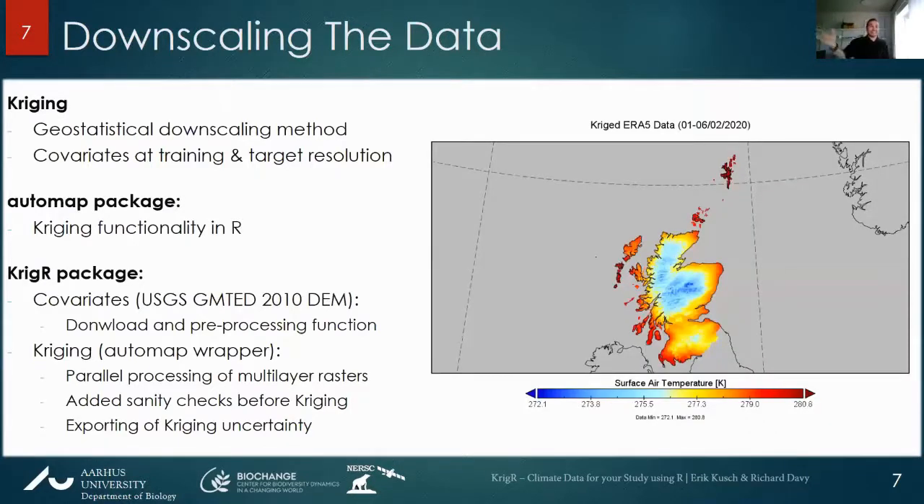So this is the kind of data we get by the end of this, which is rather beautiful to look at and matches that GMTED 2010 digital elevation model resolution. Meaning right here, we've got roughly 1 by 1 kilometer of downscaled surface air temperature across Scotland for the first 6 days of February this year.